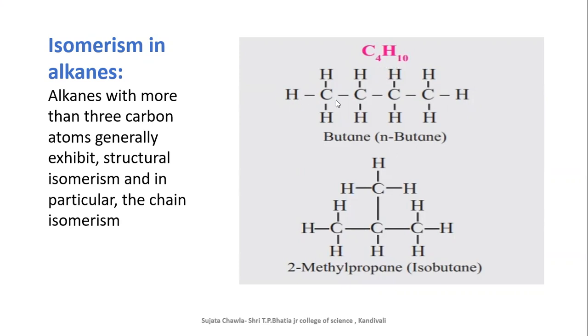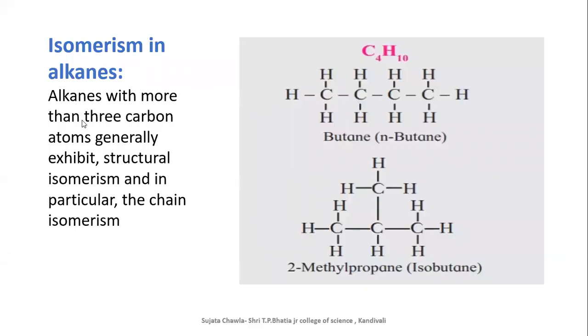In butane, 4 carbons and 10 hydrogen atoms are present. Whereas in 2-methyl propane, 4 carbons and 10 hydrogens are present. So they have the same molecular formula but a different arrangement of atoms. Next, alkanes with more than 3 carbon atoms generally exhibit structural isomerism, in particular chain isomerism.